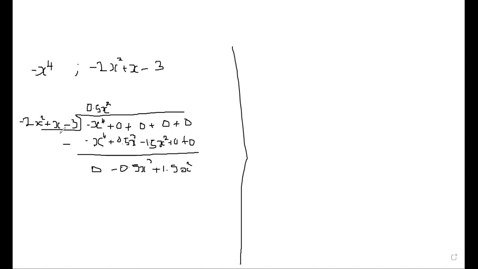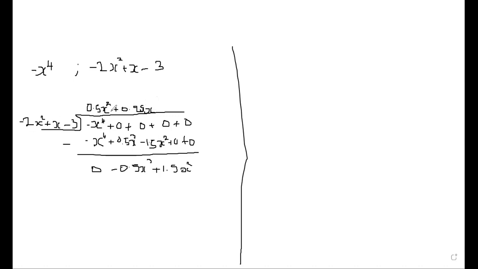So when we divide again, negative 2x into this guy, which is 0.5x to the power 3 over negative 2x to the power 2. So what you'd actually get is plus 0.25x.